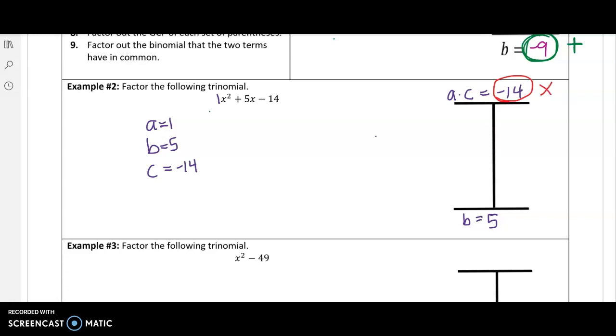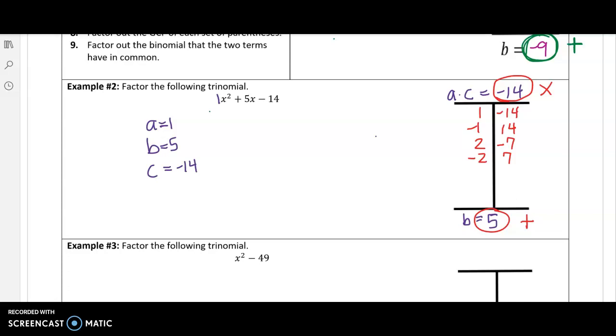So in this case, we have 1 and negative 14, of course. Now we could flip it and make the 1 negative. 2 times negative 7, or negative 2 times positive 7. And that looks like all of our factors. Now let's look to see which ones add up to equal the B value, 5.